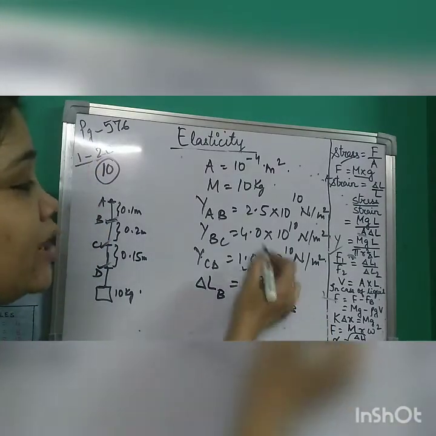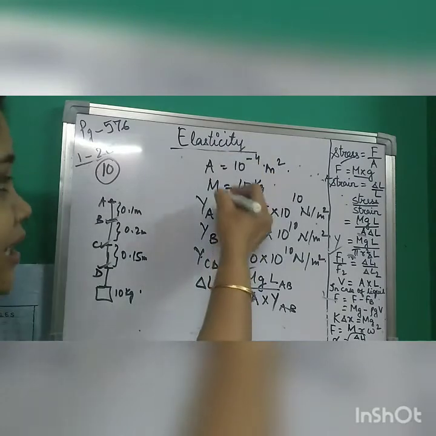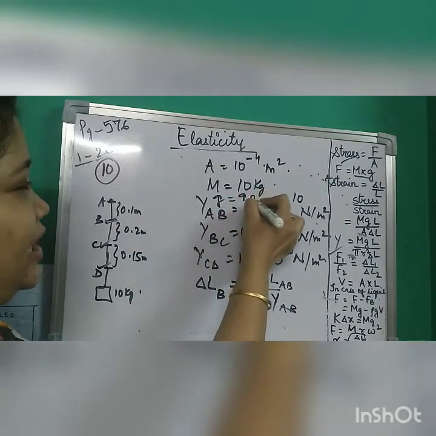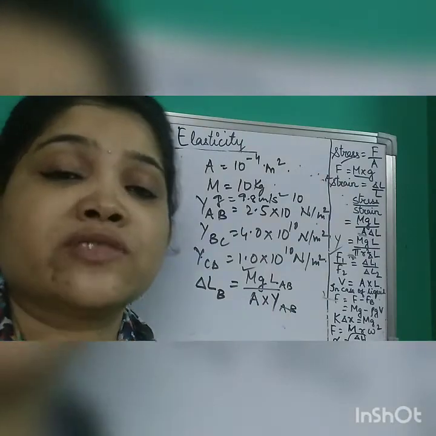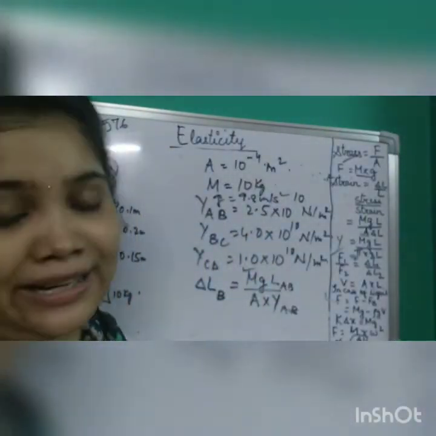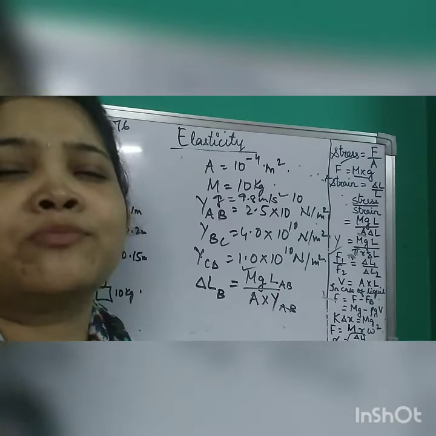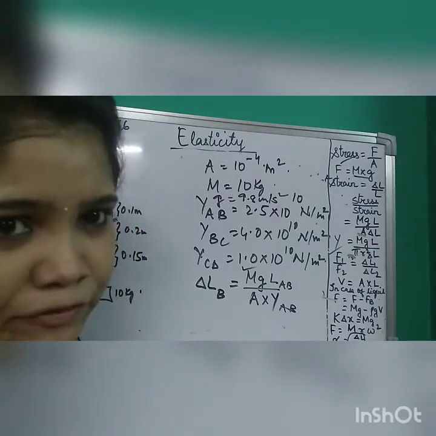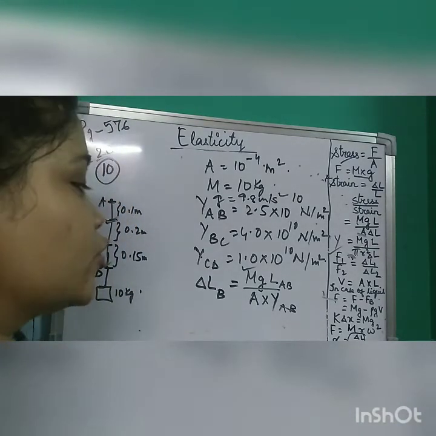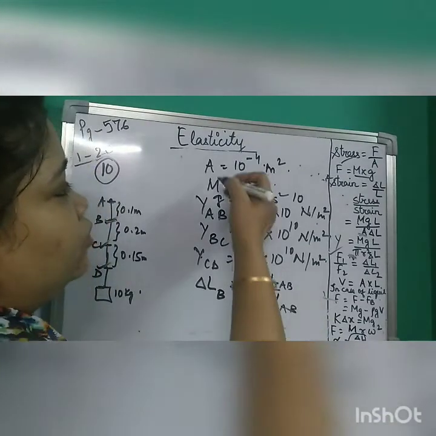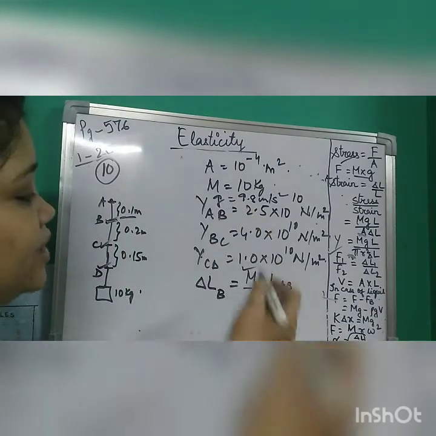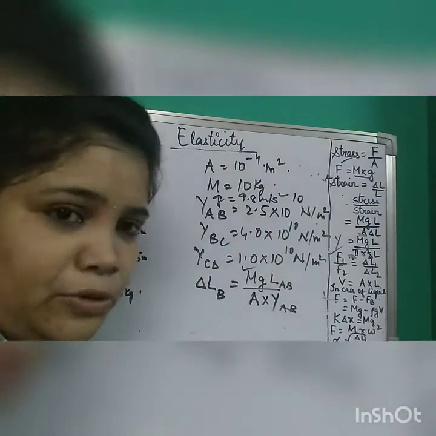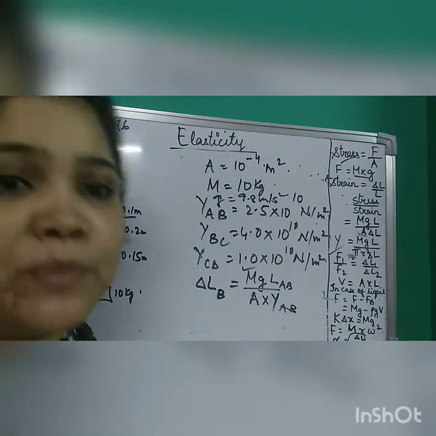So you know the mass is given as 10 kg. Take g as 9.8 meter per second square. If it is not specified, you can use 9.8 meter per second square. If you take 10 also, there will be only a small difference in the decimal point, so don't worry about that. You can take any g value. Just put it over here. Everything you know: M you know, g you know, L of AB you know, which is 0.1 meter, A you know, Y of AB you know. Just put it in and get the displacement of B.